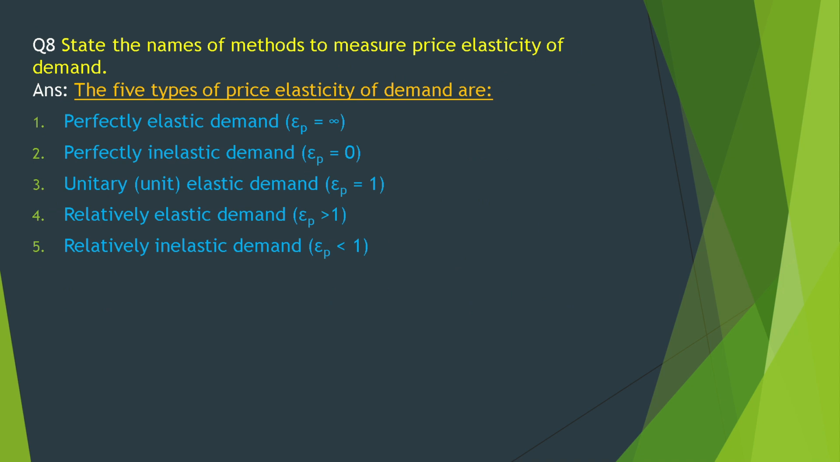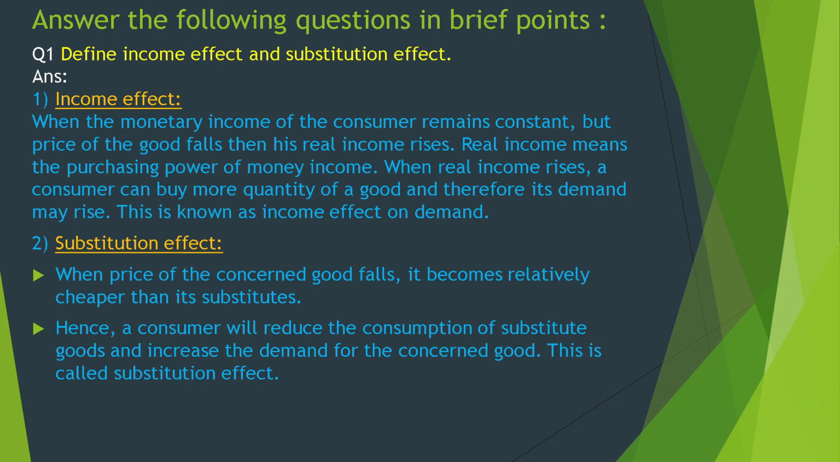Question 8. State the names of methods to measure price elasticity of demand. The 5 types of price elasticity of demand are: first, perfectly elastic demand, EP equals infinity. Perfectly inelastic demand, EP equals 0. Unitary elastic demand, EP equals 1. Relatively elastic demand, EP greater than 1. Relatively inelastic demand, EP less than 1.